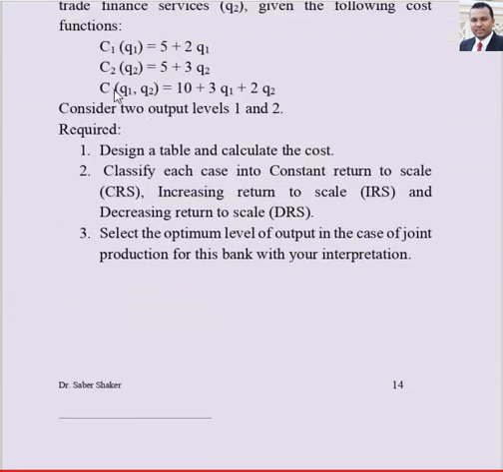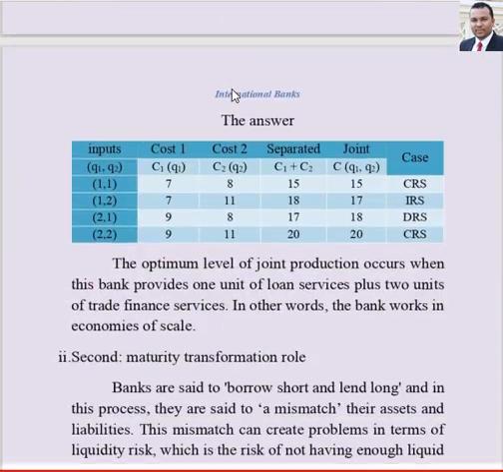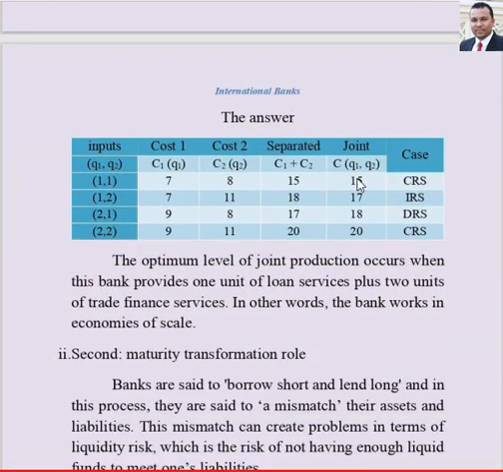What about joint production? When the bank provides two products jointly, when Q1 equal 1 and Q2 equal 1. So 10 plus 3 multiply 1 equals 3, 2 multiply 1 equal 2. So the output equal 15, joint equal 15. Okay, take care. Summation of separated, 7 plus 8 equal 15. The calculation of joint equal 15.